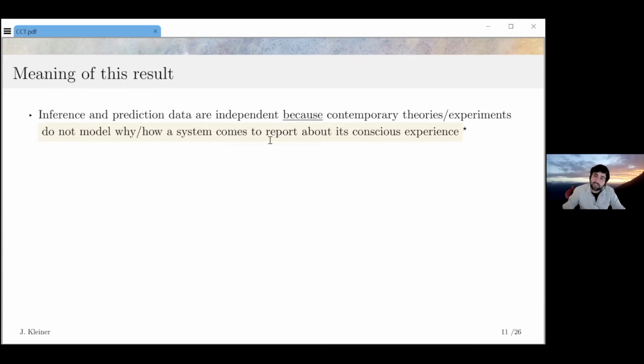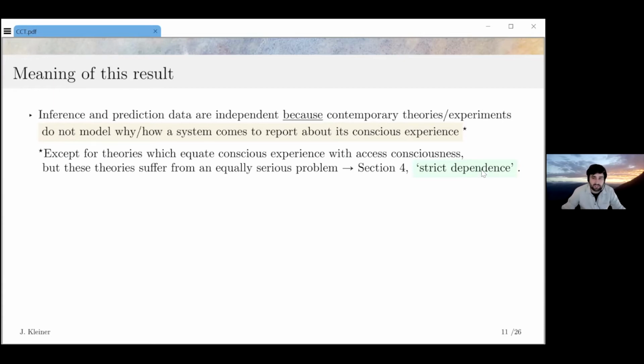And I have a little star here because this is not true for all theories. There are some theories which avoid inference and prediction data being independent. And these are theories where the state of consciousness and the report, sorry, the internal data and the report data are strictly dependent. And I won't talk about this in the talk here due to time reasons. If you want to have a look, it's section 4 in our paper and it's not so long, or ask me during the discussion session. But that applies to theories which somehow equate access to report. That's maybe access consciousness is a bit misleading.